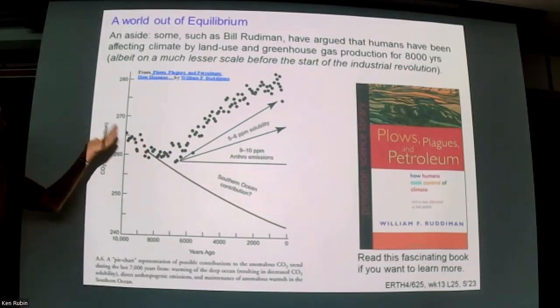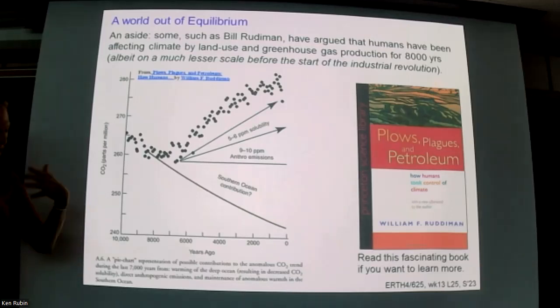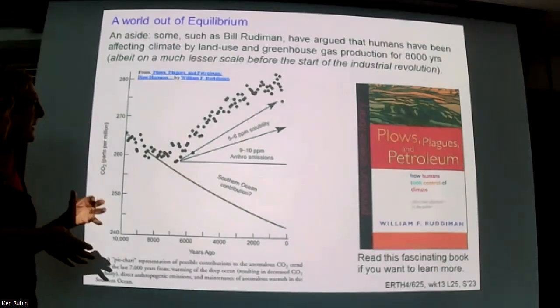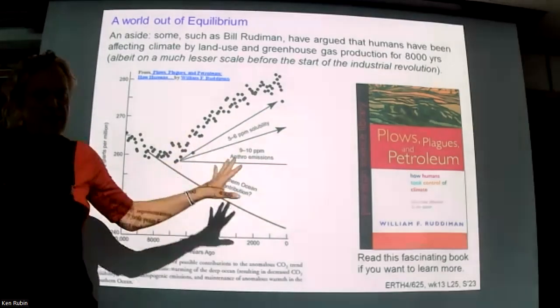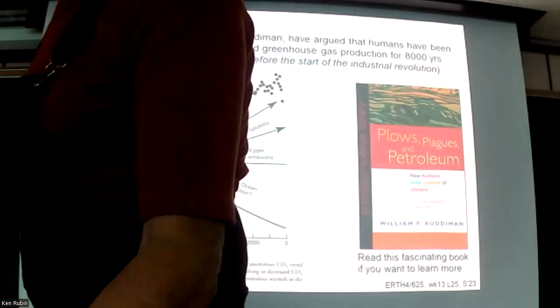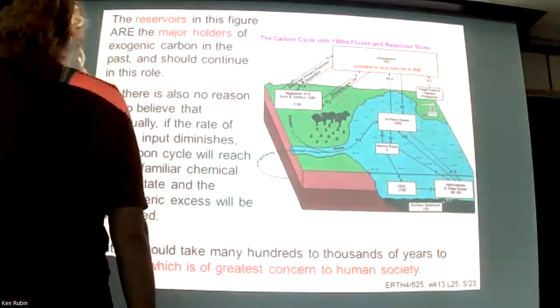So this is important and interesting and useful to think about how long humans have been impacting, because it gives us a baseline from where we should be thinking about the atmosphere as, quote unquote, equilibrium. But it doesn't rewrite the story about global warming from the human perspective.